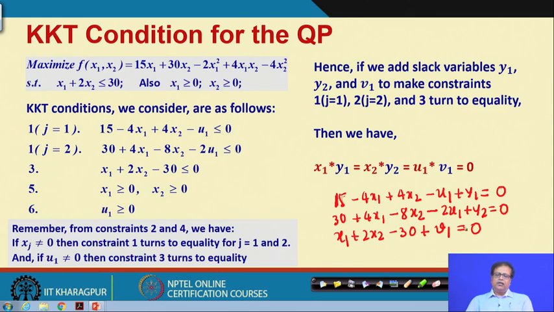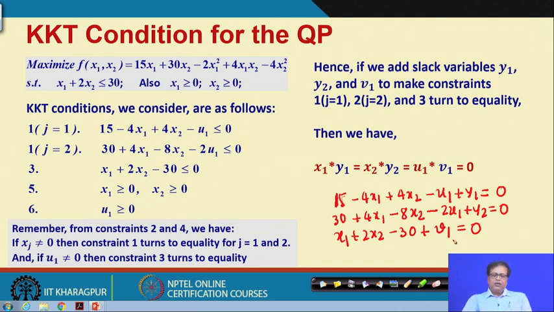So what have we done here? We have added some quantity, because the expressions are less than or equal to 0. That quantity is our slack variable. In this case we have 3 slack variables, that is y1, y2 and v1. If you add those slack variables, then we shall have this equal to 0.